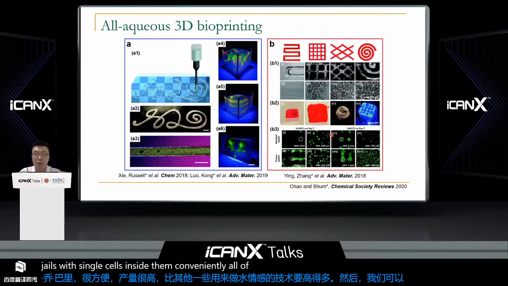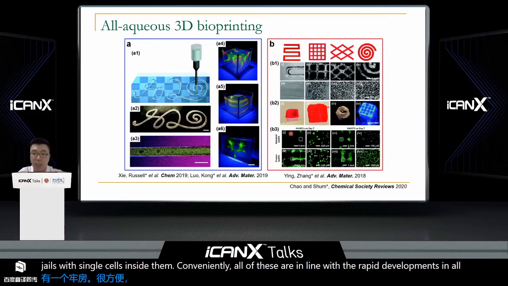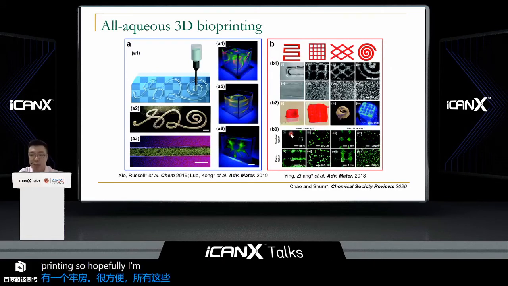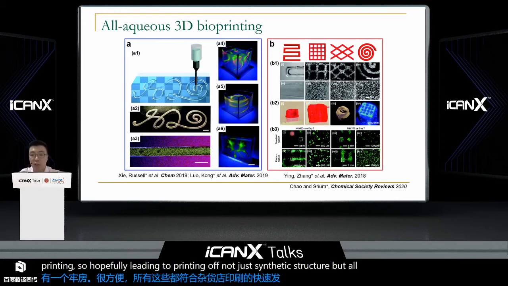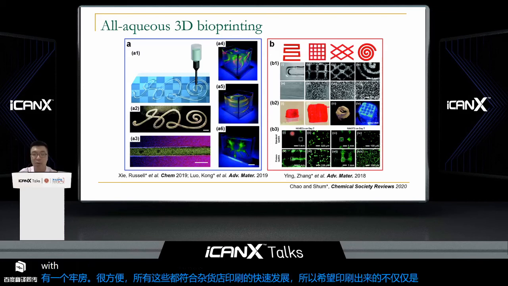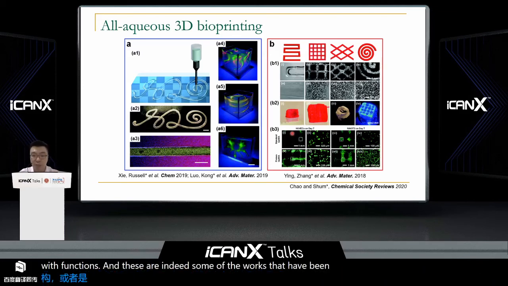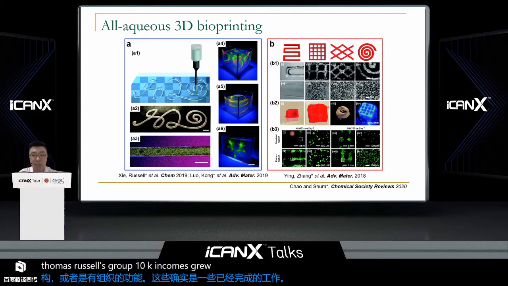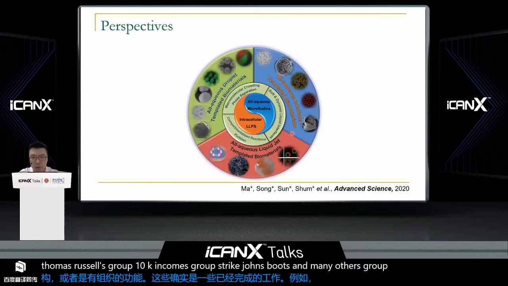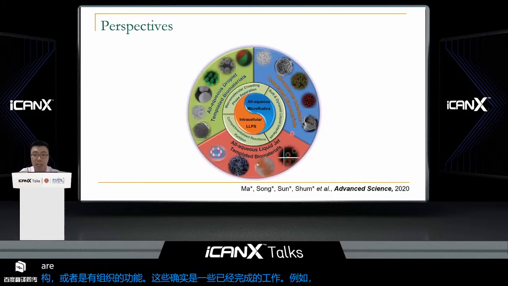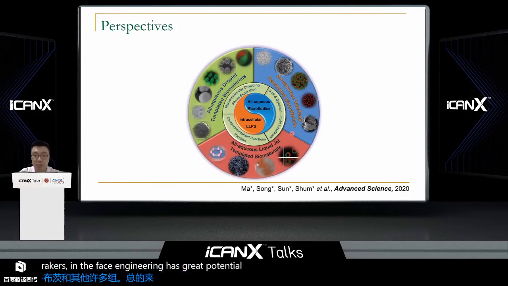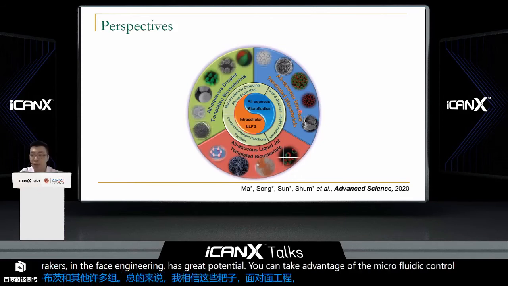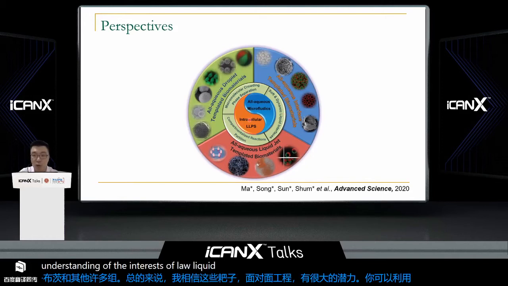All of these are in line with the rapid developments in all-aqueous 3D printing. So hopefully leading to printing of not just synthetic structures, but also cellular structures or organoids with functions. And these are indeed some of the works that have been out there, for example, the works by Thomas Russell's group, Tian Tiankong's group, Strike Zhang's groups, and many other groups. So overall, I believe this all-aqueous interface engineering has great potential. You can take advantage of the microfluidic control and the understanding of the intracellular liquid-liquid phase separations to go into templated material fabrication, bioprinting, biomimetics, cytomimetics, etc.